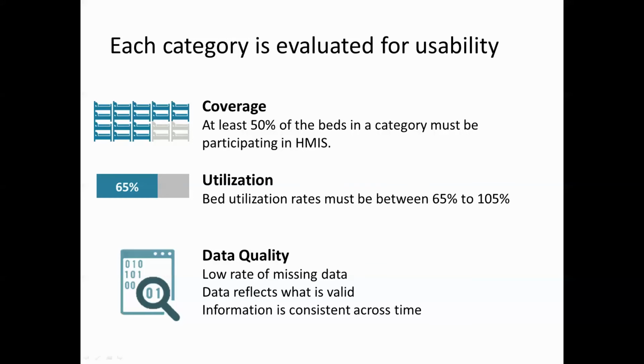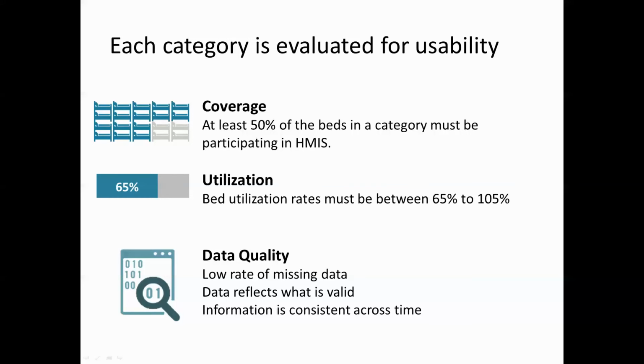For example, if your COC has 100 shelter beds for individuals, but only 30 of those beds are on HMIS, the data is not usable. At least 50 of those beds would have to be on HMIS to have the data accepted by HUD for the AHAR.